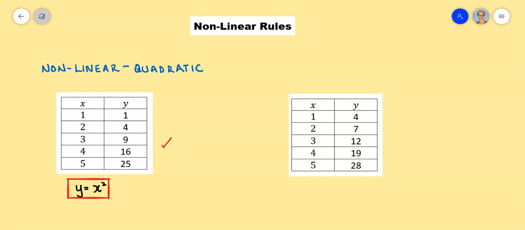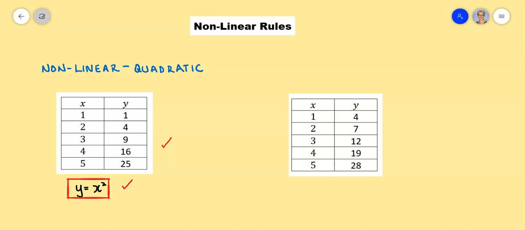Of course, quadratic rules are not always this simple. There are many quadratic rules, and many of them don't just have x squared in them. Sometimes we add or subtract certain amounts from x squared. Sometimes we multiply x squared by something. But quadratic rules can become much more complex than the one that we see here.